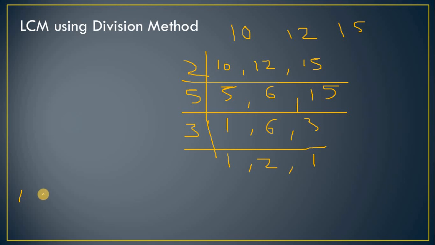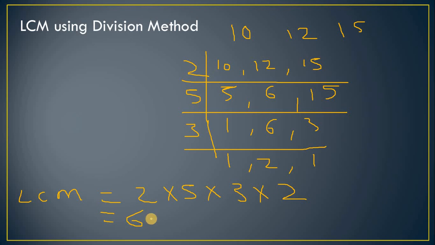So finally their LCM equals, you have to do all the multiplication with the prime numbers 2 into 5 into 3 into, there is no need to write 1 because if you multiply with 1 you will get the same number. So you write 2. Then calculate the answer. 2 into 5 is 10. 10 into 3 is 30 and here it is 60. So the LCM is 60.